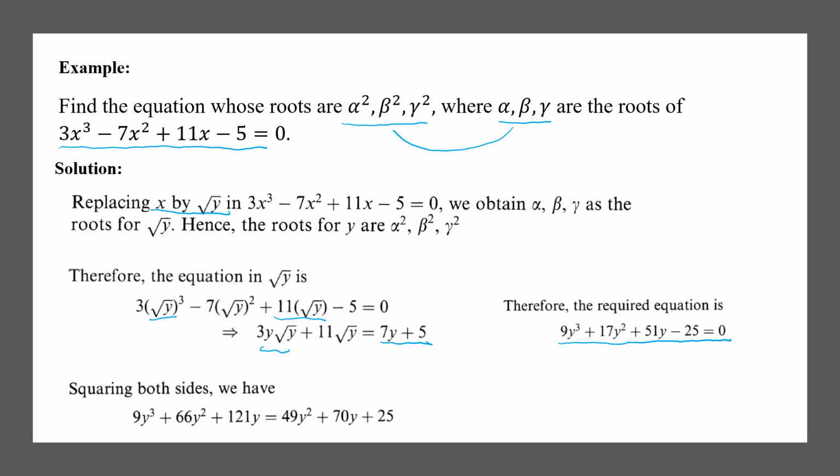So now you can see how we are able to find a new equation by identifying the relationship between the roots of the two equations. The original equation's roots were alpha, beta, gamma. We've now found a new cubic equation whose roots are alpha square, beta square, and gamma square.